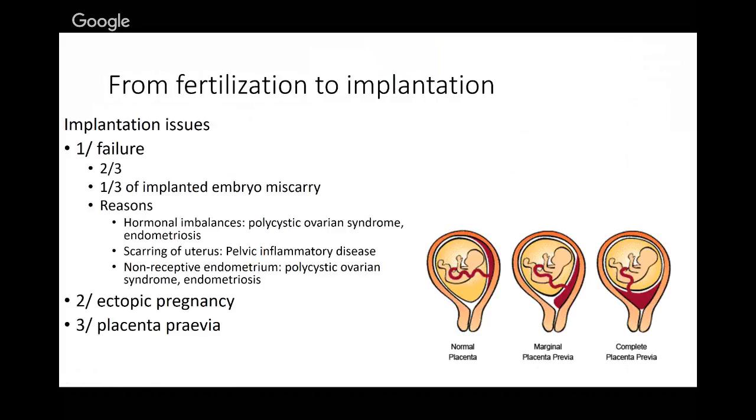Okay, so there are a couple of implantation issues. Implantation can fail to occur, and it's actually 2 out of 3 times. Out of the times that it does occur, 1/3 will miscarry. There are a lot of reasons and medical conditions that can cause miscarriage, but you don't need to know too much because it's just fourth year. The other thing that can happen is ectopic pregnancy, obviously. And you can also get placenta previa. Normally the placenta will be here, but in placenta previa, it implants near the cervix and it increases the risk of miscarriage.